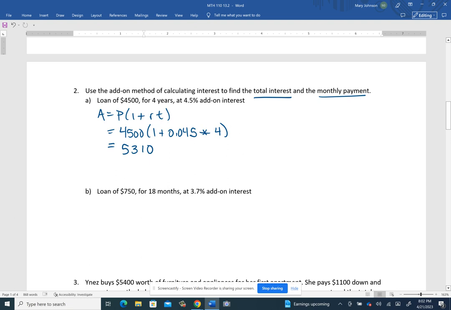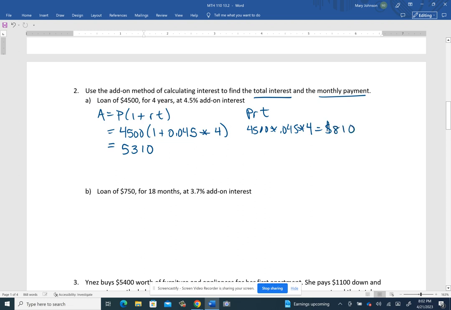All right. So the question asked us for the total interest, along with the monthly payment. So you might want to have calculated just the interest. You could do that directly by doing PRT, just the 4,500 times the 0.045 times the 4, and get it that way. It turns out to be $810.